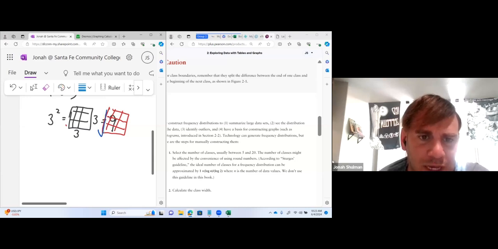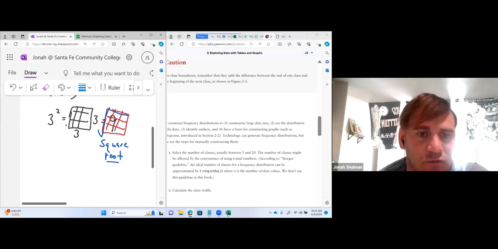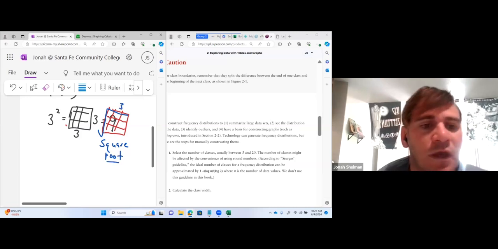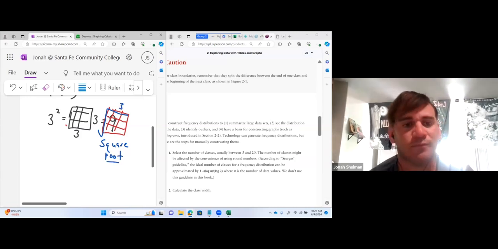What is one side of that square? So when they say the word square root, it means side of square. That's what this root means. So one side is a 3. That's how we get rid of exponents usually.